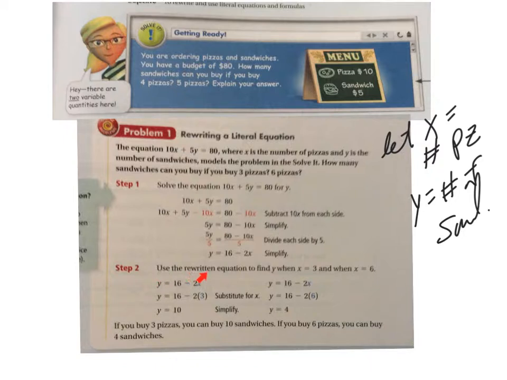So now we can use the rewritten equation to find y when x is 3. So again, we plug in 3. 3 times 2 is 6. 16 minus 6 is 10. And if I decide, okay, let's buy 6 pizzas, 2 times 6 is 12. 16 minus 12 is 4. So that gives us, again, we can buy 10 sandwiches or 4 sandwiches, depending on 3 pizzas or 6 pizzas. And don't forget to label your answers as well.